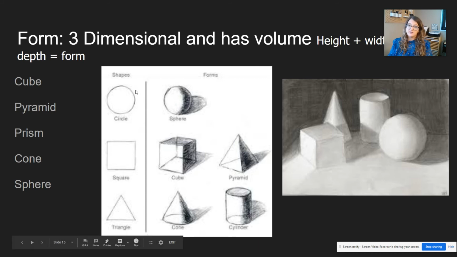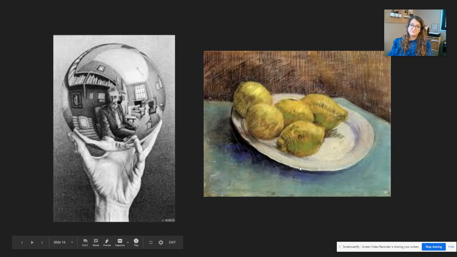So you can see over here that these are just shapes, right? You just have your circle, your square, your triangle. But in form, it is more dimensional, right? It has depth, it has height, it has width. So that'd be your form. So that'd be your sphere, your cube, your pyramid, your cone, your cylinder, things along those lines. Here are some examples of how form is used in artwork.